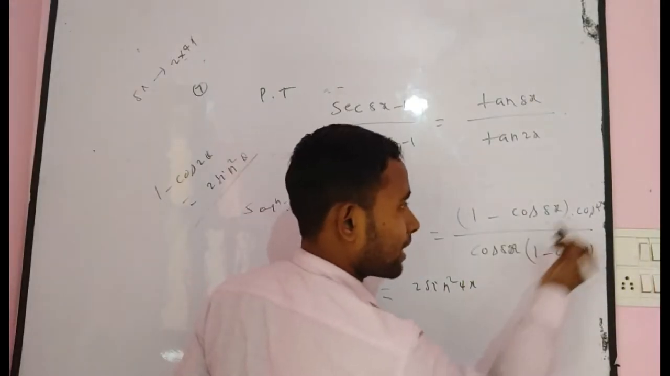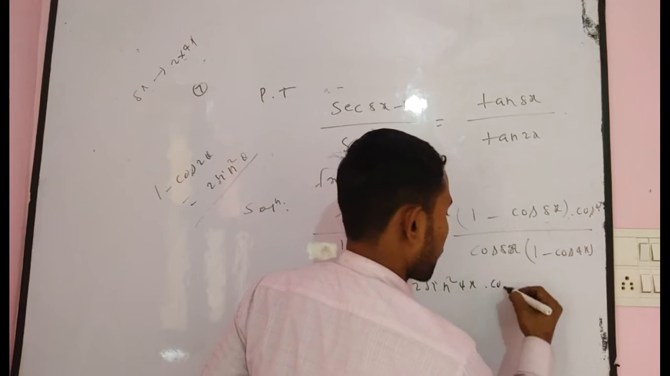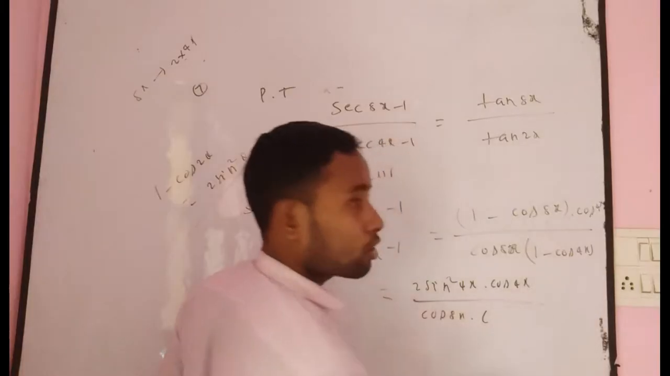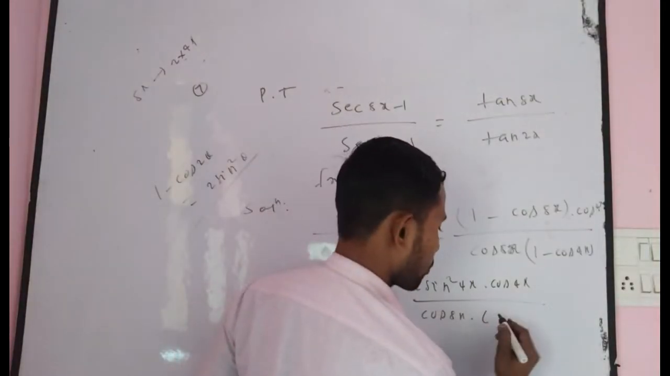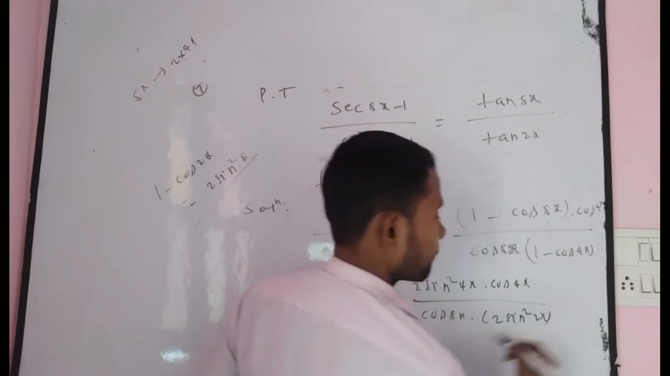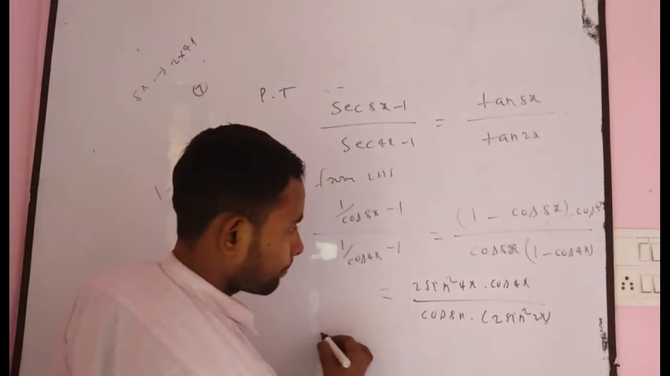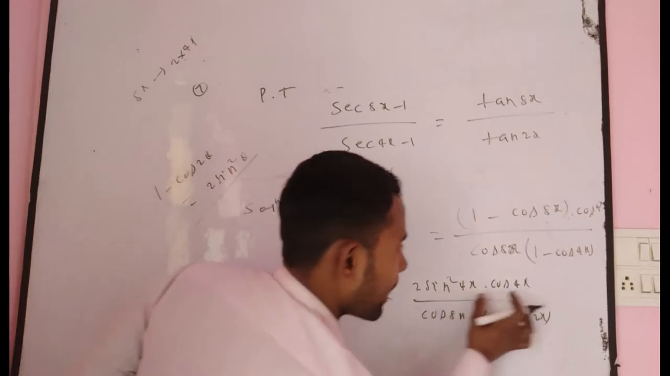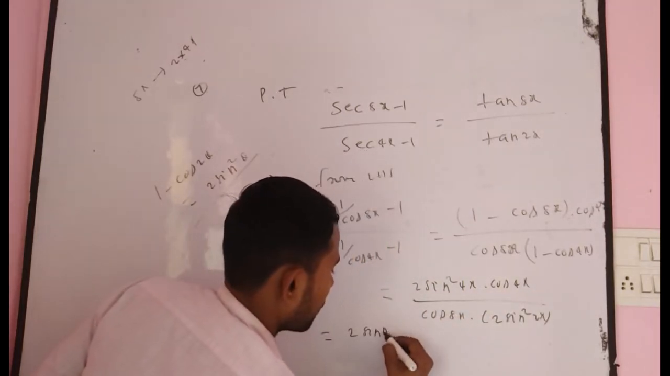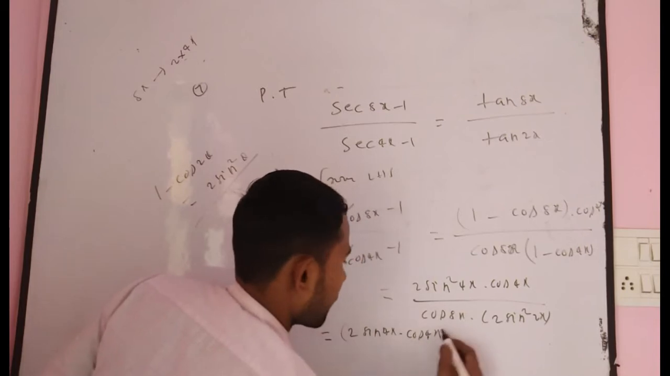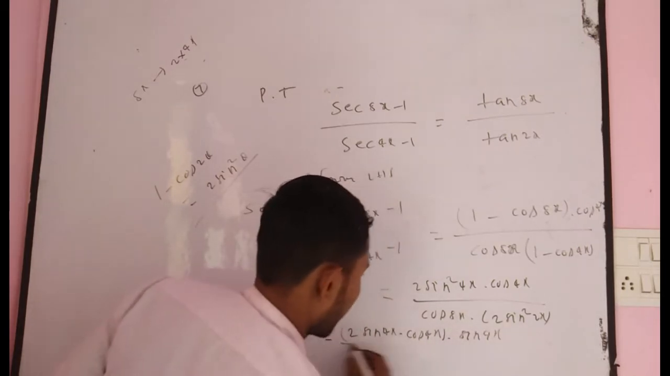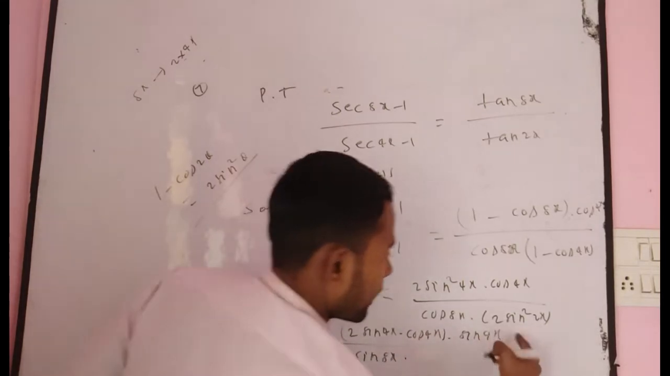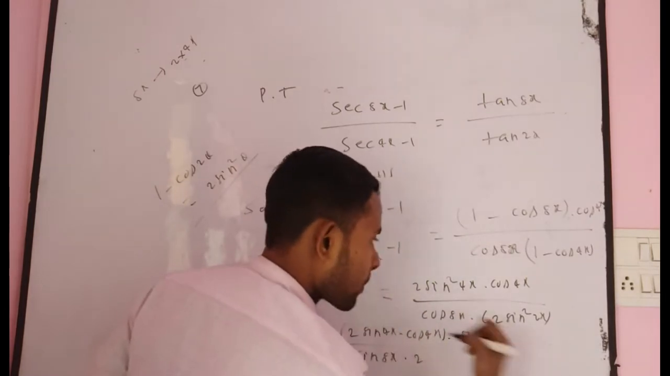If you write 2 sin square 4x into cos 4x divided by cos 8x into 1 minus cos 4x, what is 1 minus cos 4x? It is equal to 2 sin square 2x. Now you have to simplify again. Firstly write 2 sin 4x into cos 4x, and another term will be sin 4x divided by sin 8x into 2 sin square 2x.